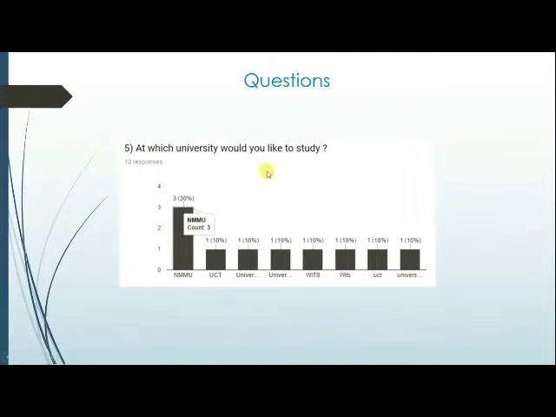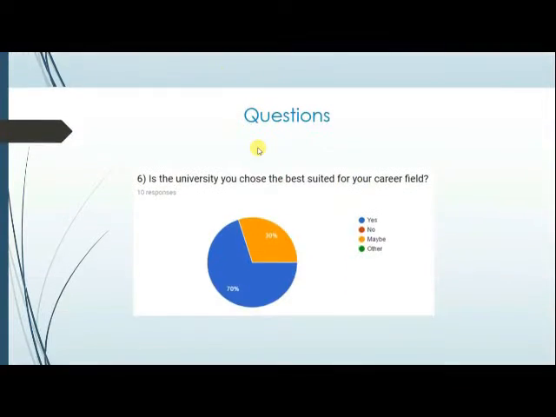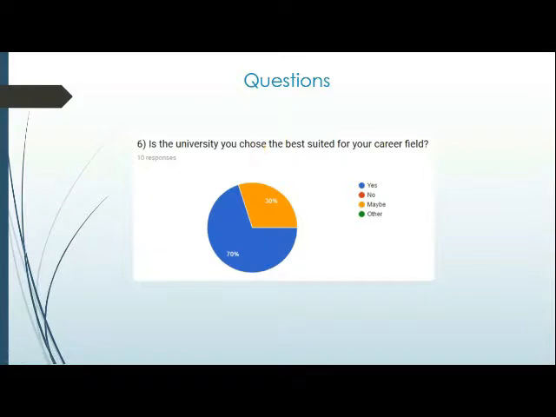The other question that we use for our data gathering is, is the university you chose the best suited for your career? Most of them said yes, but then some of them did say maybe, meaning that they had an uncertainty on which university would give them the best suited career path.